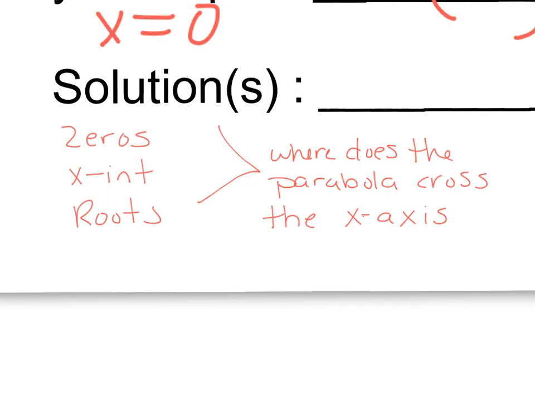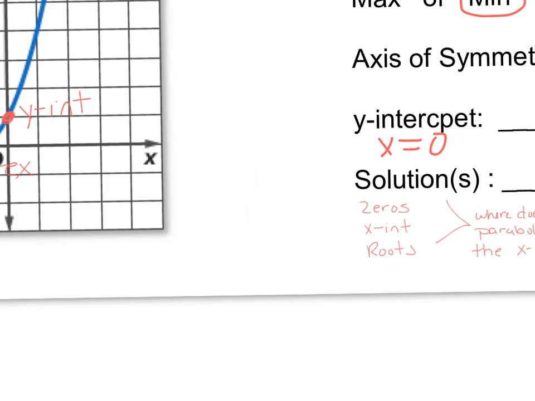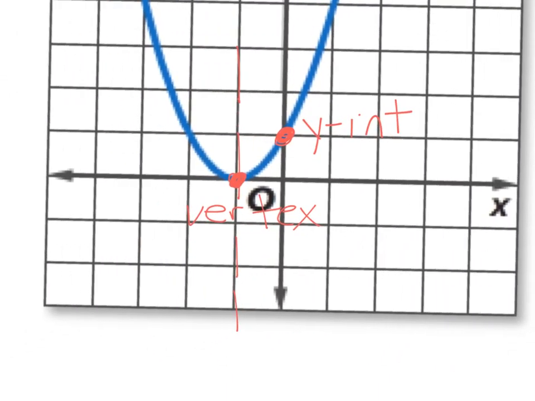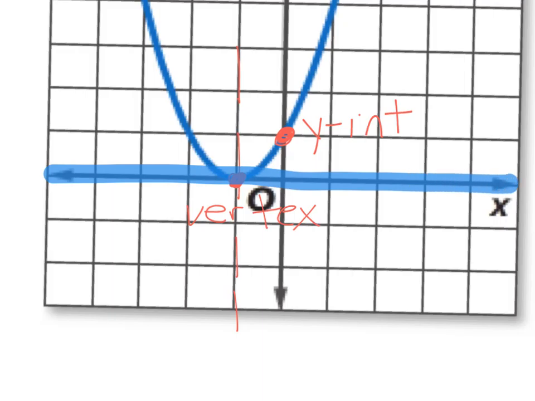All right, so if we look at our solutions or our zeros, we're looking for where does it cross this right here? That's what we're looking for. In this case, it happens to cross right there. It's crossing at the same place my vertex is.